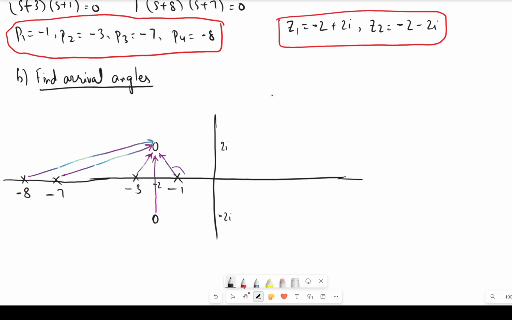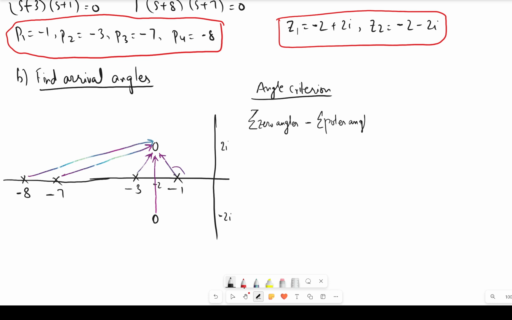Now we will need to apply the angle criteria. What the angle criterion states is that we have the summation of zeros angles minus the summation of poles angles is equal to, we can write, 180 degrees, right?